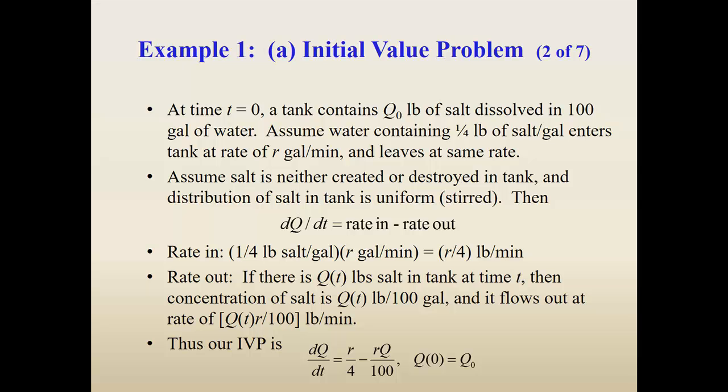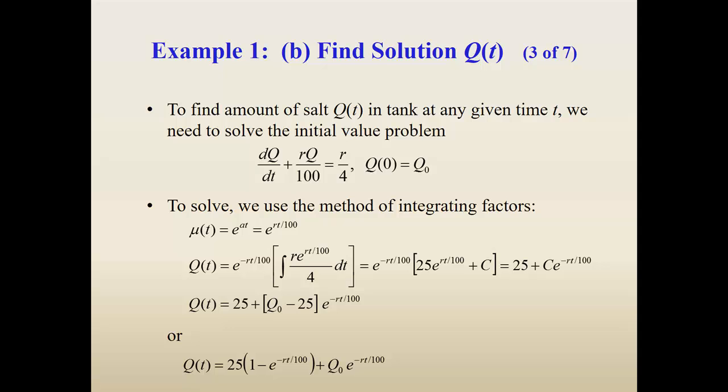So our initial value problem, the amount of salt changing over time, or dQ/dt, is equal to R over 4 minus RQ over 100, where the amount of salt begins at Q naught. And that's our mathematical model. Not perfect, but it will do the job.